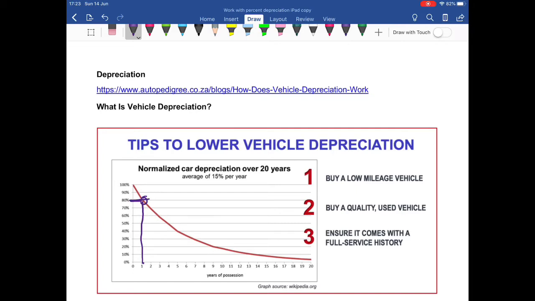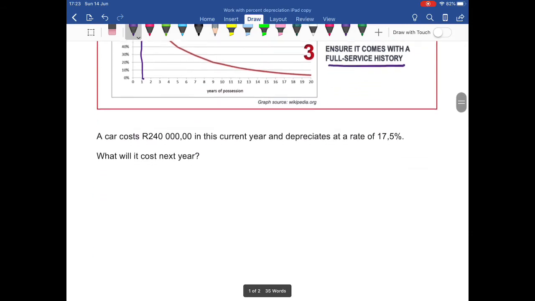Here are just a few tips on how to lower vehicle depreciation. So they are suggesting that you don't buy a new car, but you buy a second-hand car with a low mileage, buy a quality used vehicle, and ensure that there is a full service history.